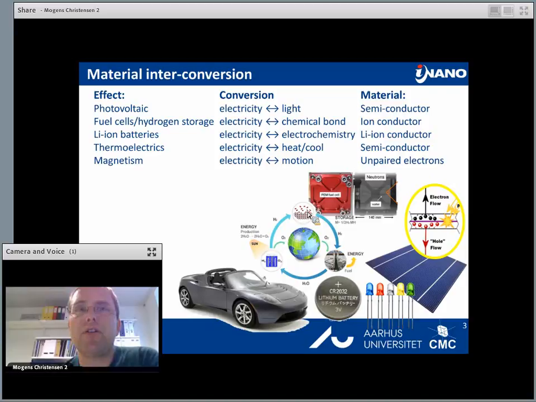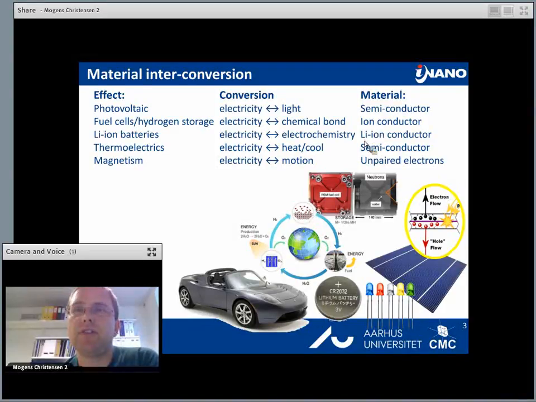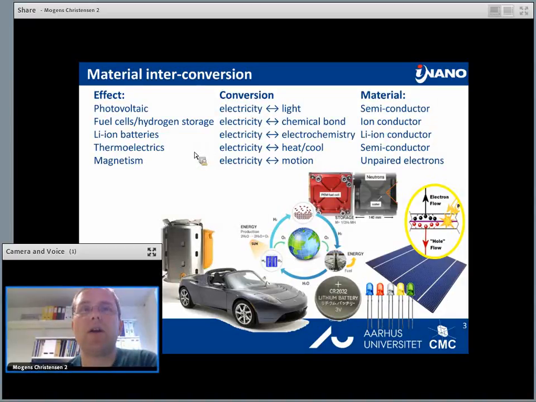Another common way of storing energy is in lithium-ion batteries. So this is now a lithium-ion conductor that can store the lithium ions in the anode and the cathode. If we go on, then thermoelectricity is a way that we can interchange electricity into heat and cooling. And again, here we need a semiconductor to carry this out.